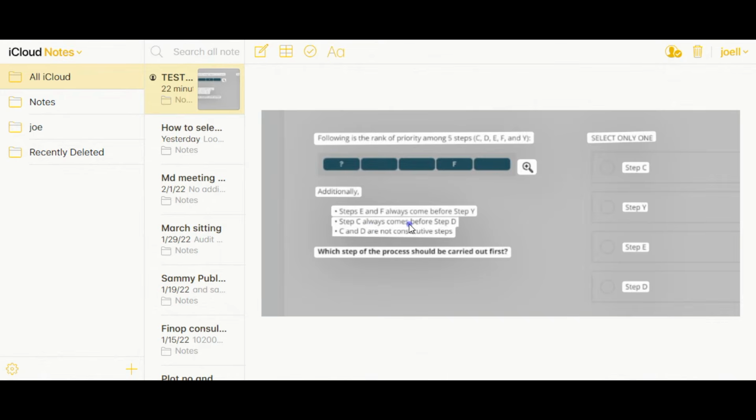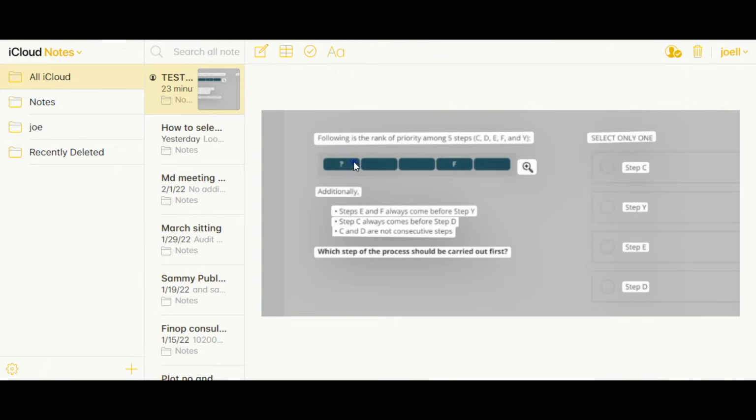They say step C always comes before step D. So if they say step E and F always come before Y, meaning here it is Y and here it is E. And then they say step C always comes before D. Since this is E, this is D, this is E, this is D, and this is C. Because C and D are not consecutive steps.